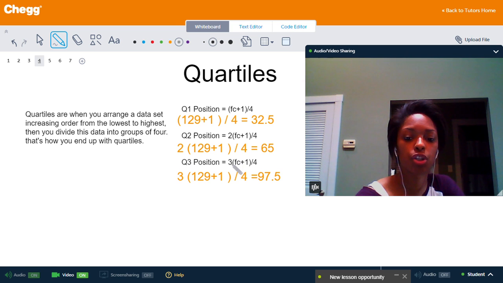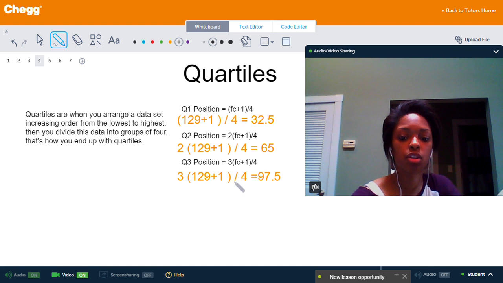And then you're going to do 3 times the cumulative frequency plus 1, divided by 4, which will give you, well, 3 times 130 will give you 390. So you divide that by 4, and it'll give you 97.5.